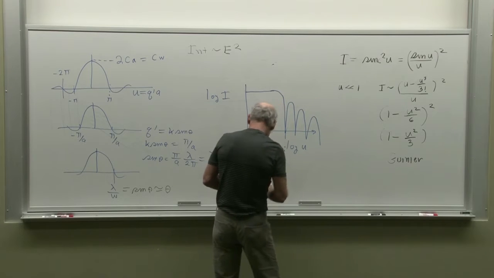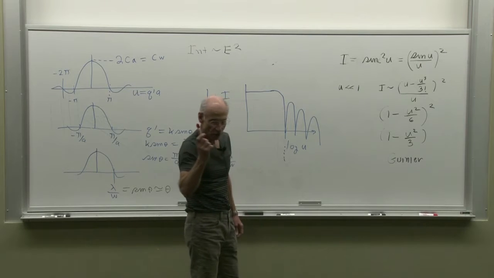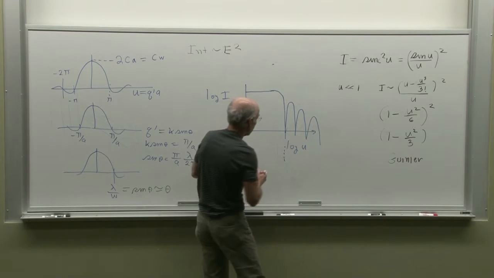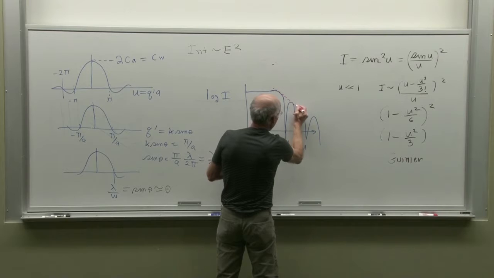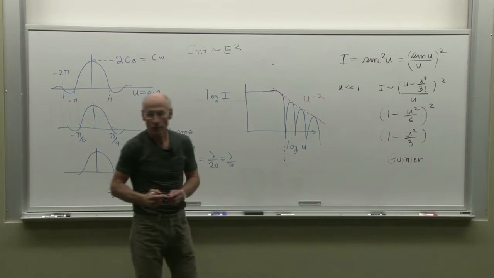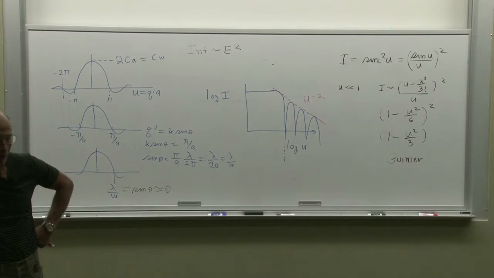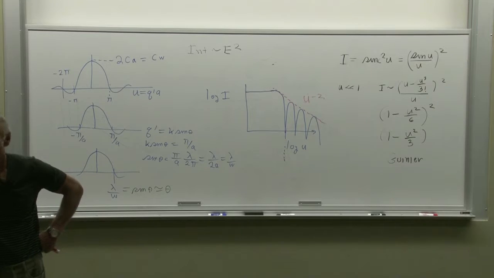And there'll be, it's important enough for me to pull out the red marker, there'll be a u to the minus 2 envelope. And that's the way to look at one-dimensional diffraction. I slipped in another term, didn't I? I started off calling it single slit diffraction. Now I'm calling it one-dimensional diffraction.